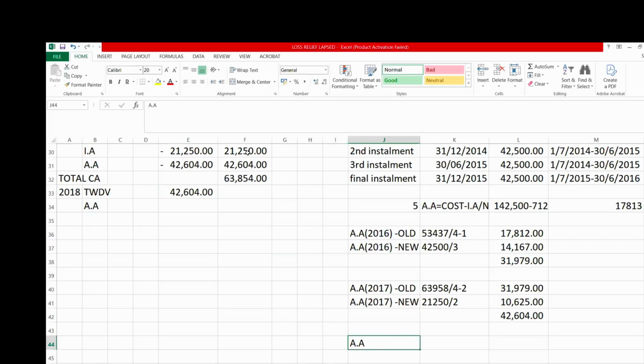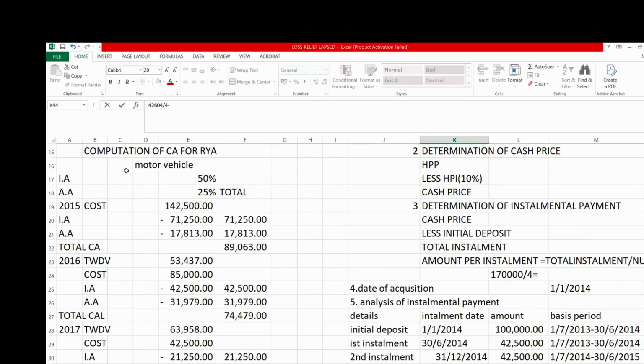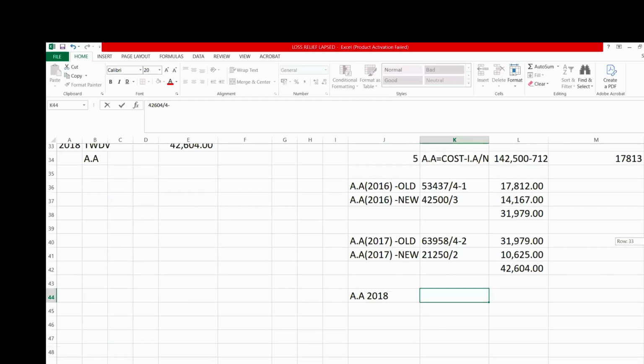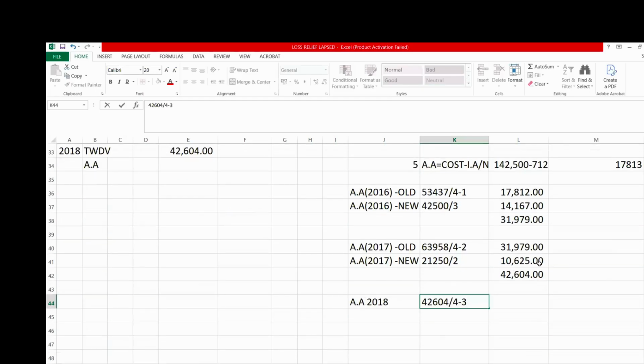So let us calculate it here to be sure. So you have annual allowance in 2018 will be equal to tax written down value, which will be 42,604 divided by 4 minus, before 2018, he has claimed capital allowance for 1, 2, 3. So 4 minus 3, that is 1. So that will still give us that same value, 42,604. But according to the law, you are supposed to retain 10 naira. You now minus 10 naira from this value.